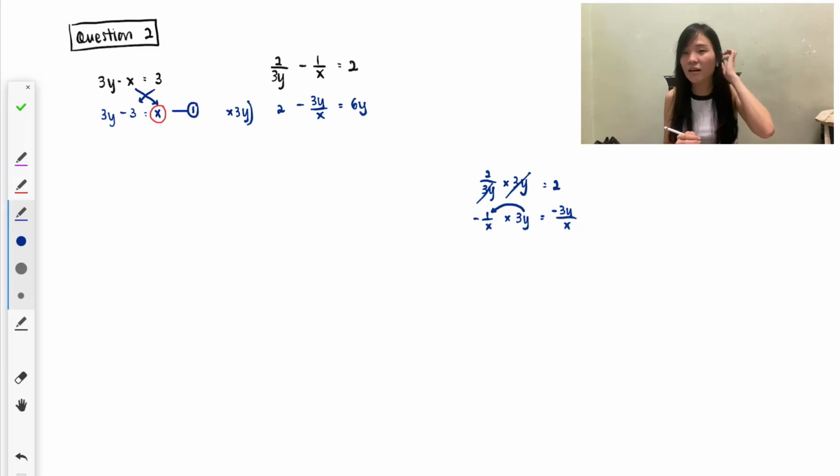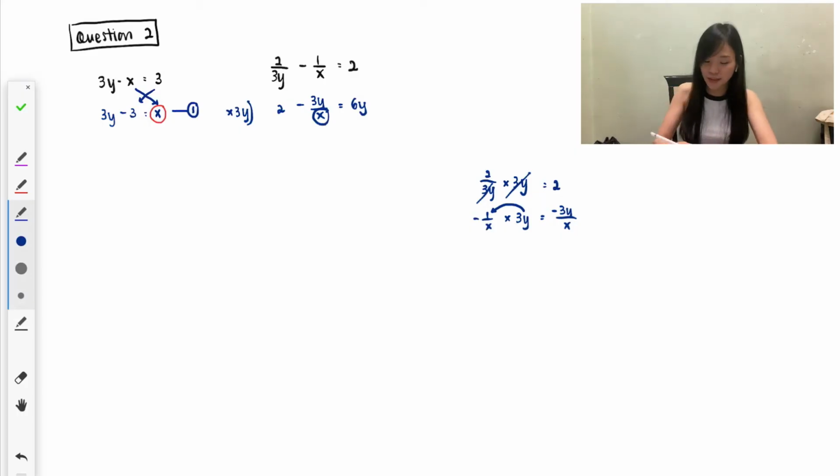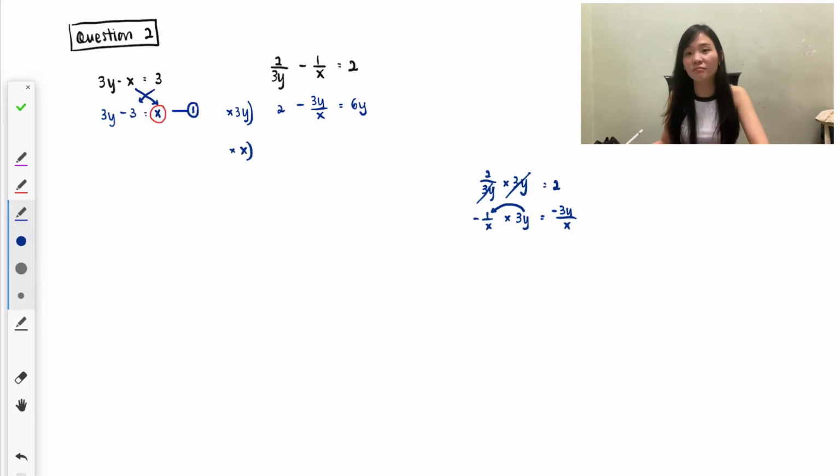So, am I done? No. Because now the denominator 3y disappeared, but I still have an x there. So again, how do I make the x disappear? Continue everything times x this time. Okay? For those who can do yourself, you can straight away times 3xy, I understand, but I will show you step by step, okay? So now I get everything times x.